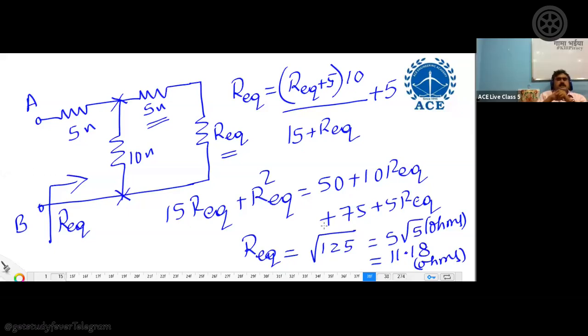Dependent sources, their value, whether it is voltage or current, is going to depend on the response across any other branch present in the circuit. Suppose you take a voltage controlled voltage source.